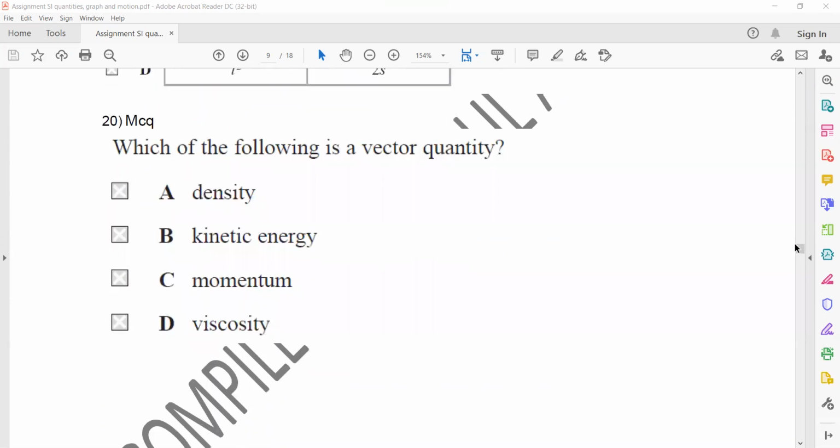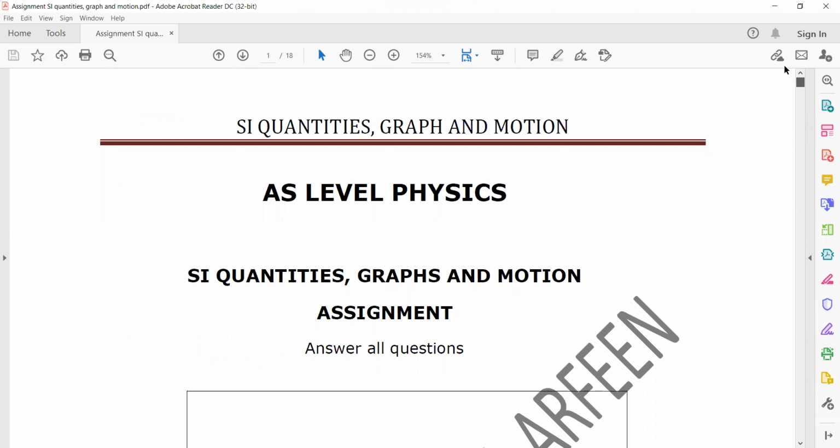So these are the first 20 questions we discussed from the assignment on SI quantities, graphs and motion. In the next session, I'll discuss more questions from this assignment.